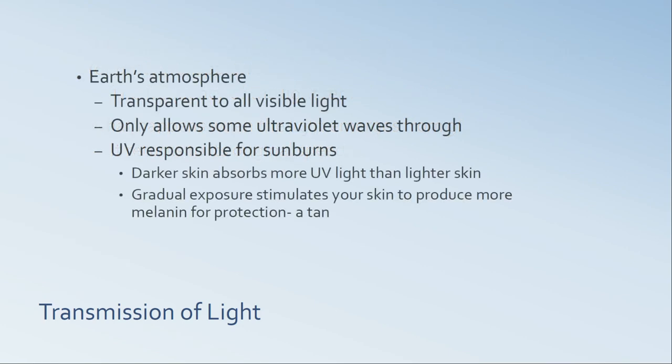So our atmosphere is transparent to all visible light. It also lets some ultraviolet light waves through, but not a whole lot. Ultraviolet light can be very damaging to living tissue, especially UVA rays that have a lot of energy. These can cause sunburns and other damage to our tissues.